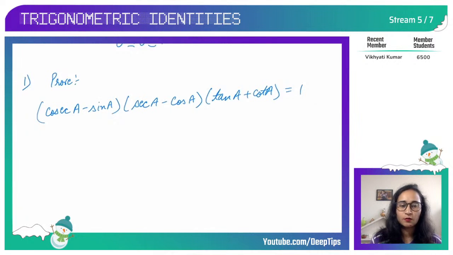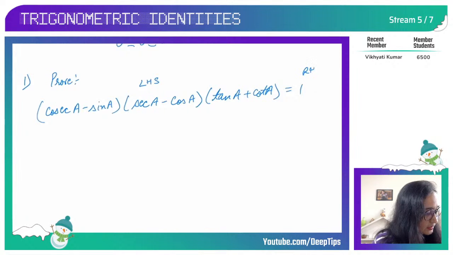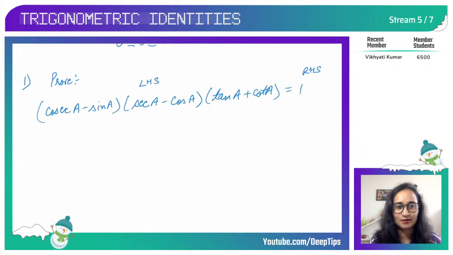First, when you look at the question, you look at left hand side and right hand side. So this is my left hand side and this is my right hand side. So which one is simpler? Right hand side looks pretty simple because it is just 1. You have to prove that left hand side equals right hand side. Left hand side is a huge expression and right hand side is 1. So how do we do that?